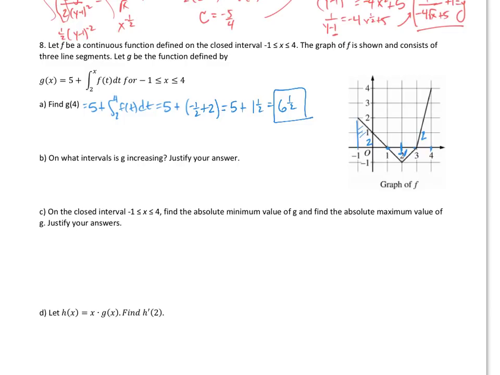Okay, the next one. On what intervals is g increasing? Well, we need to know when g prime is greater than 0. So g prime, we know, is our f of t, so we want this to be greater than 0. And where is it greater than 0? Well, it's above the axes from -1 to 1, and then from 3 to 4. So that's the intervals where this graph of f is greater than 0. So this happens from -1 to 1, union 3 to 4.